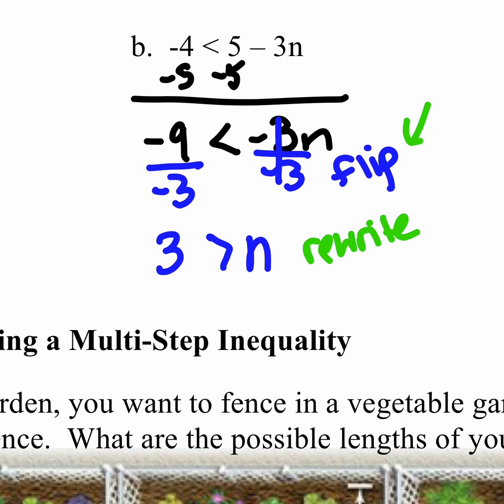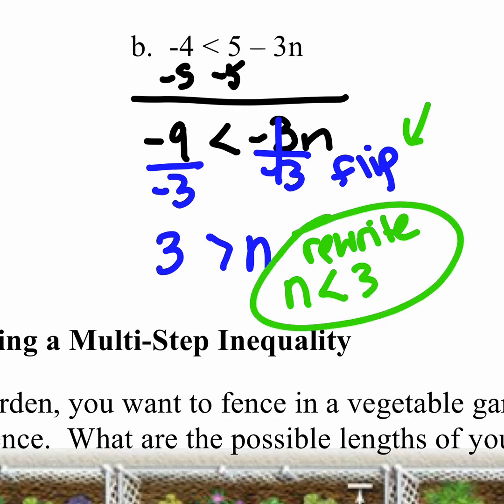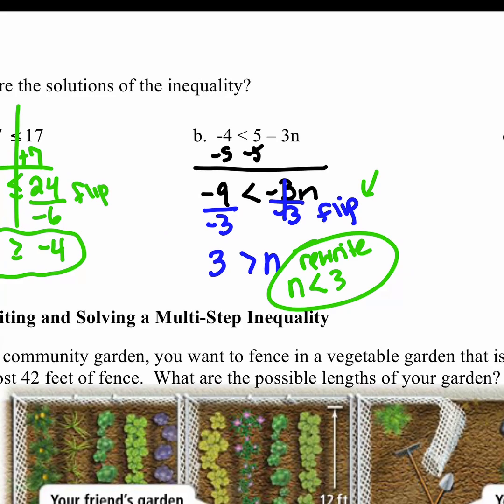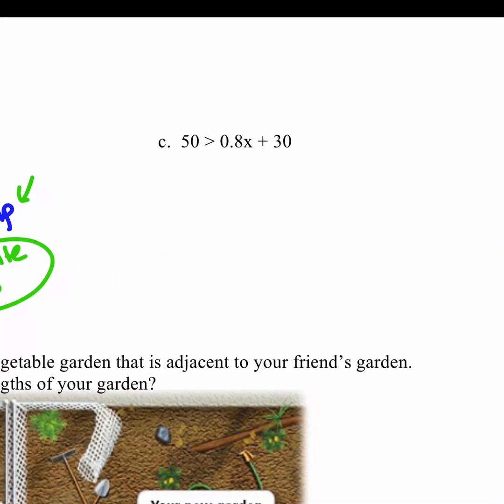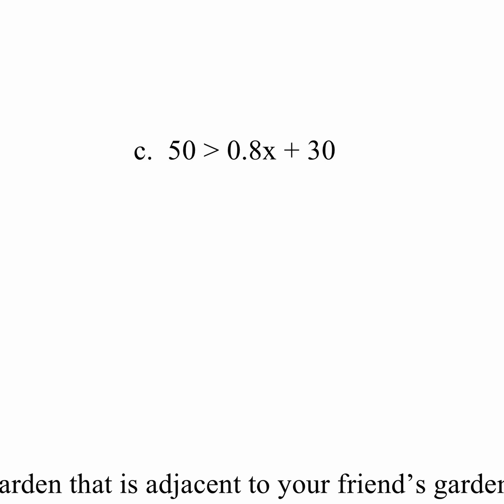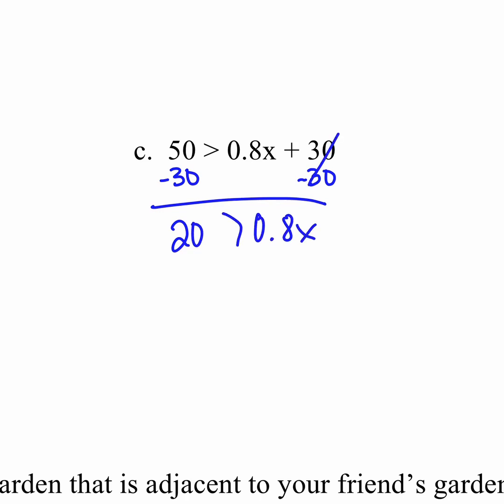I'm going to rewrite this so my variable's on the left. Just get in the habit of that. Right, notice the inequality is open towards the 3, so make sure it's open towards the 3 when you rewrite. Did not divide by a negative, so there's no need to flip anything.